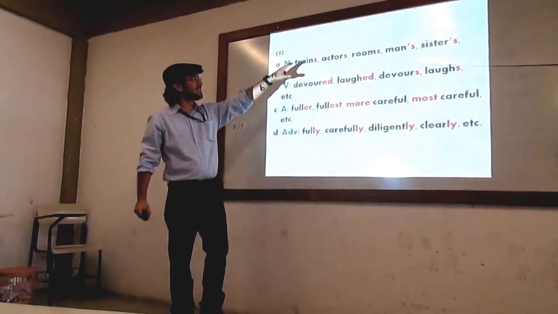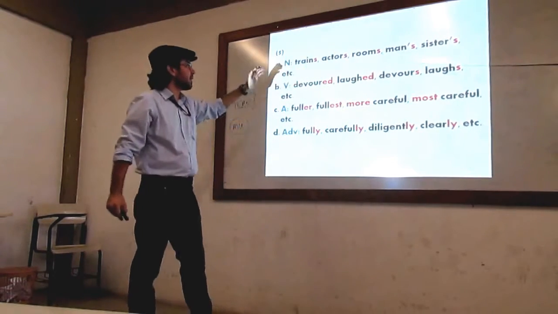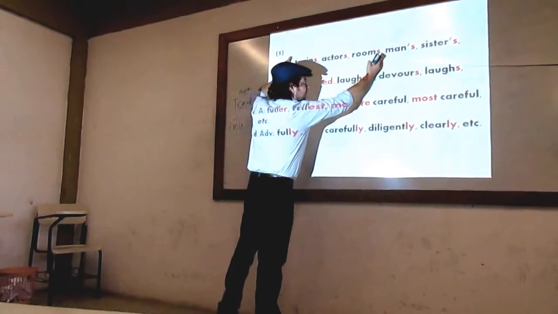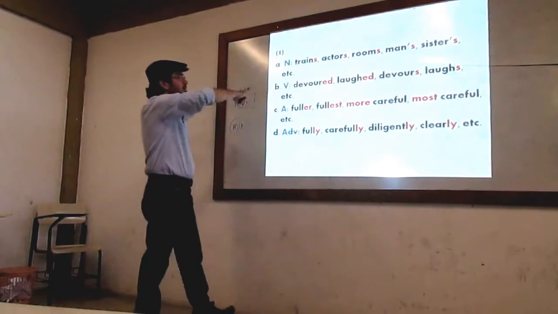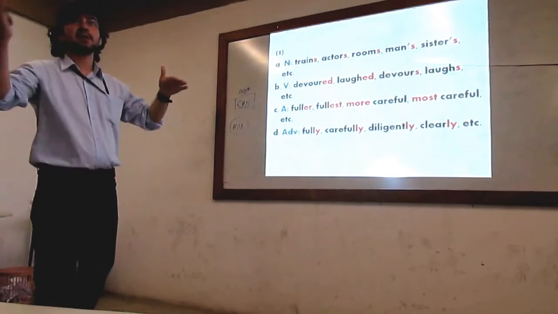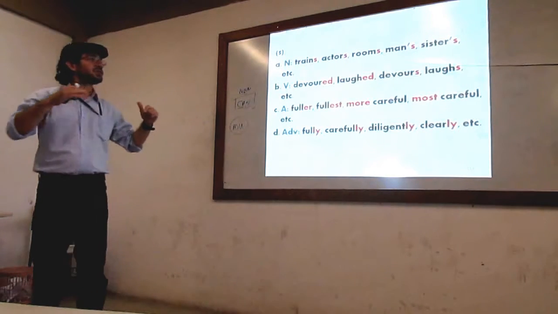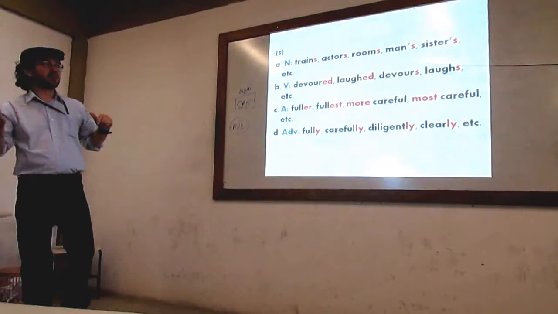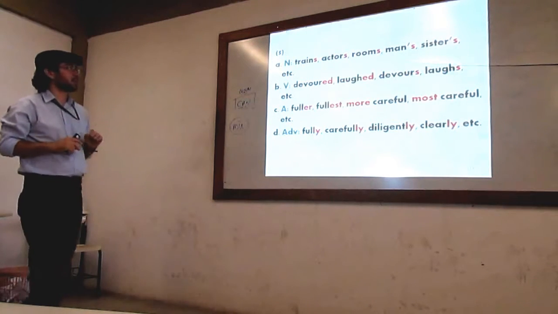Trains, actors, rooms. Here we are treating about plural. And there we are treating about possession. Man's house, a casa do homem. Sister's brother, o irmão da irmã, enfim, and so on.